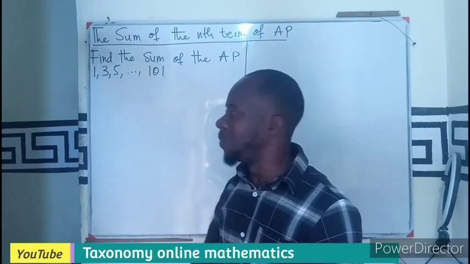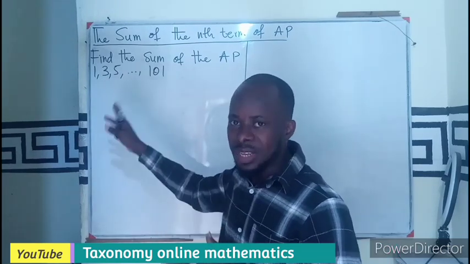Then we need to know the first term, which of course is 1, and the common difference, then we can get the sum.